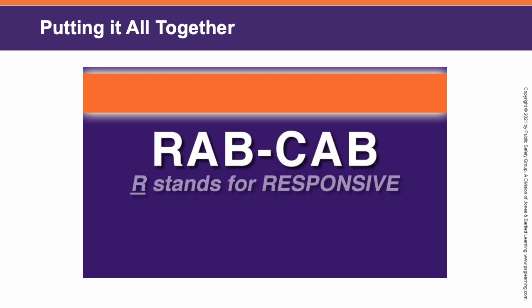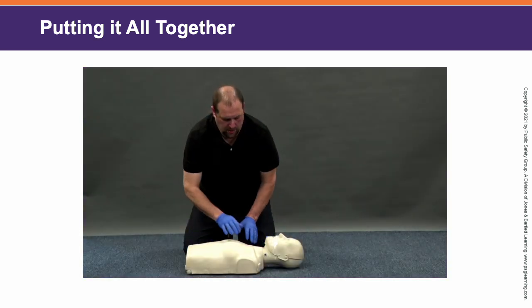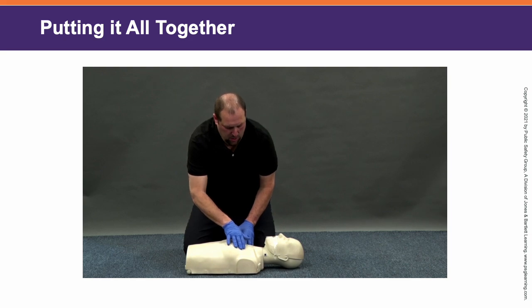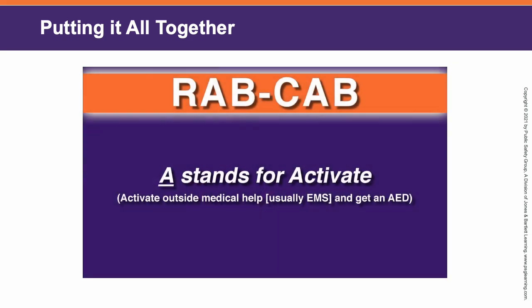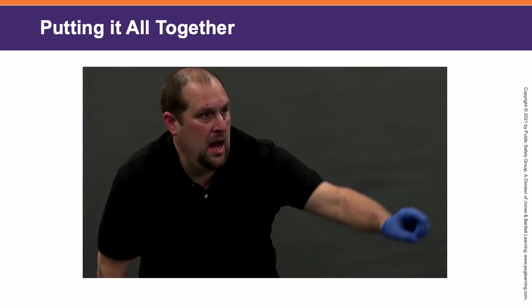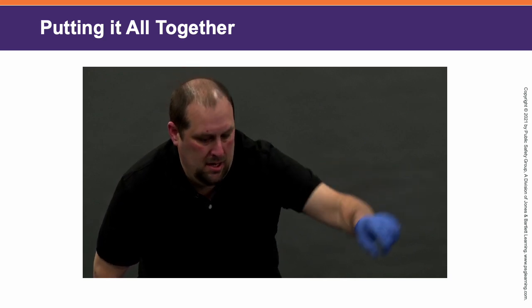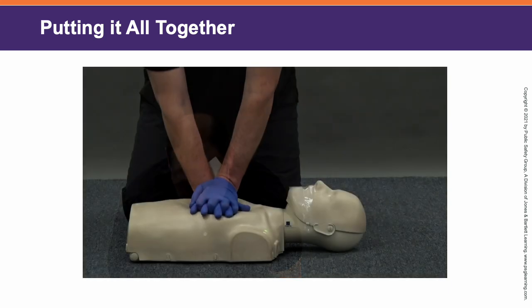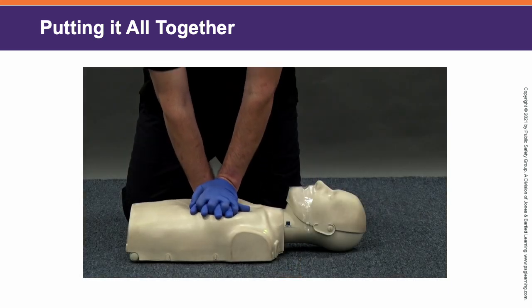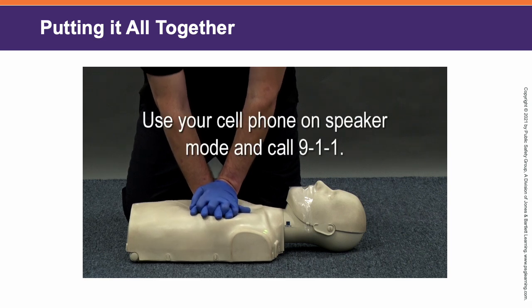R stands for responsive. Tap the person's shoulder and shout, "Are you okay?" A stands for activate EMS and get an AED. Shout for nearby help. If someone responds, have them call 911 and get an AED while you start CPR. If you are alone and the person is an adult, call 911 and put the phone on speaker mode so that you can prepare to follow the dispatcher's instructions.